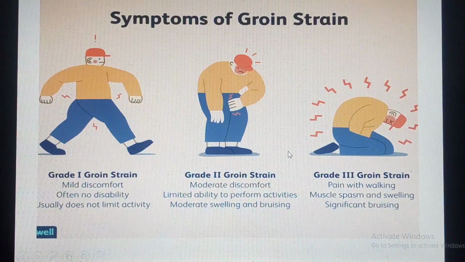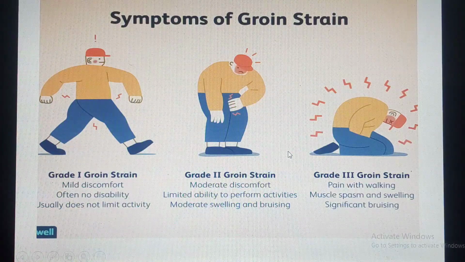Now, if you look at this slide, we are looking at what we call groin strain. It is an injury which one will sustain as a result of a tear to the adductors of the thigh. So if the medial compartment muscles get torn, it will lead to that kind of strain, groin strain.